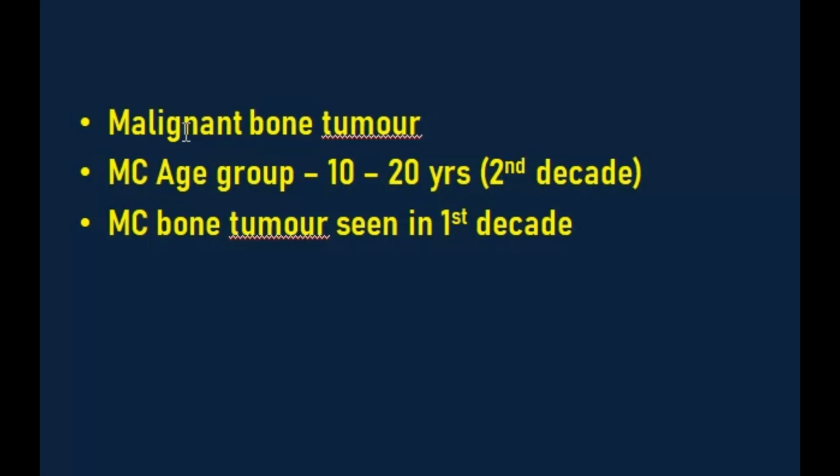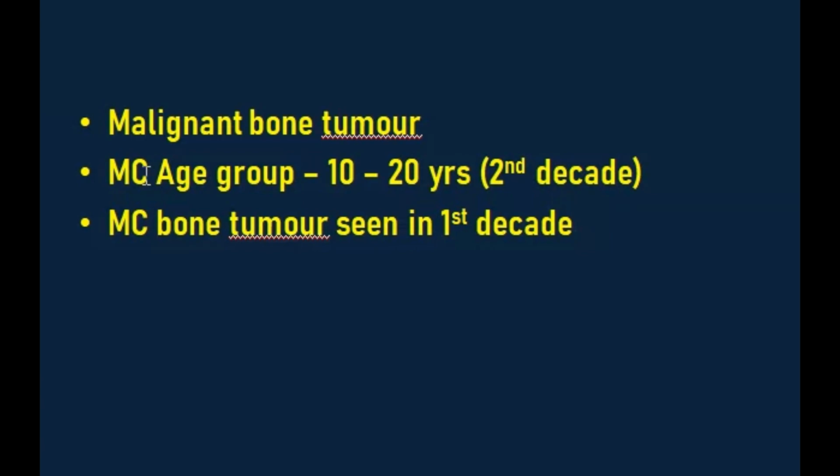So, Ewing sarcoma is a malignant bone tumor, and the most common age group that it is seen in is 10 to 20 years of age, which means the second decade of life. Now, there are 2 points over here. The first one says the most common age group it is seen in is 10 to 20 years of age or the second decade, and the most common bone tumor seen in the first decade is Ewing sarcoma. What is the difference between these 2 points?